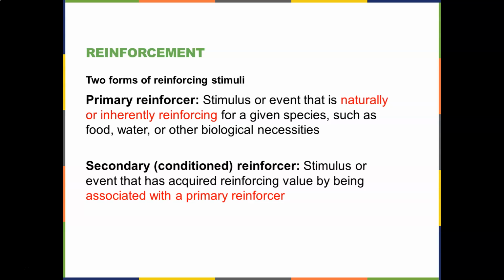And really quickly here, I just want to make you aware of a couple of terms, a couple of concepts. There's what's known as the primary reinforcer, okay? Basically that is naturally or inherently reinforcing for a species, so that can be things like food, water, other biological necessities. So that is the type of reinforcer that does not have to be conditioned. But the conditioned types of reinforcers, on the other hand, are known as secondary reinforcers.